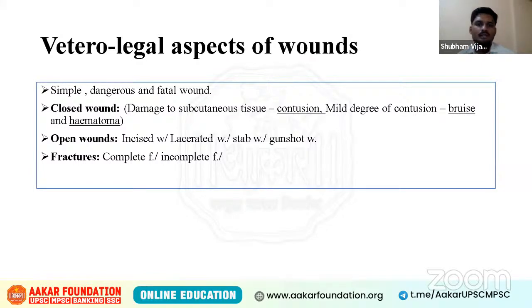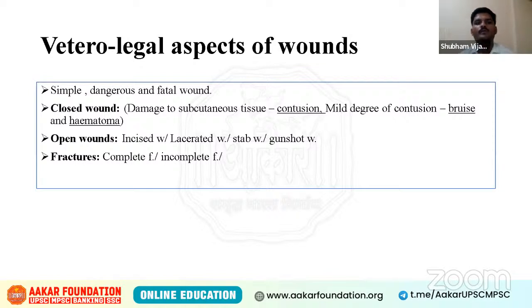Okay, contusion means damage to the subcutaneous tissue. Bruise is just a mild degree of contusion, and the third one is the hematoma. Hematoma means this trauma has happened, and although there is no break in the skin, inside the blood vessels have ruptured, and that blood has accumulated over there, resulting in swelling of that local area. That is called the hematoma.